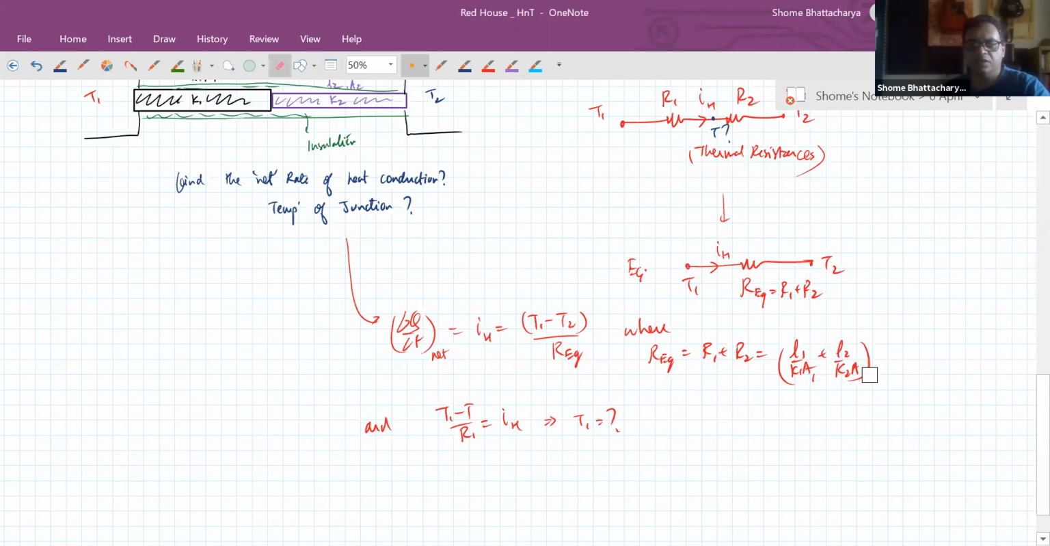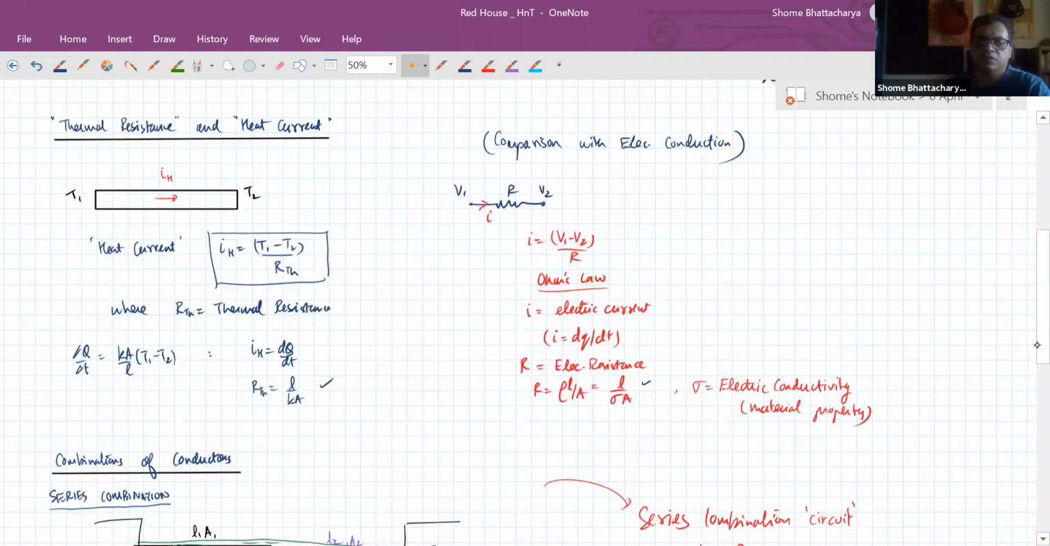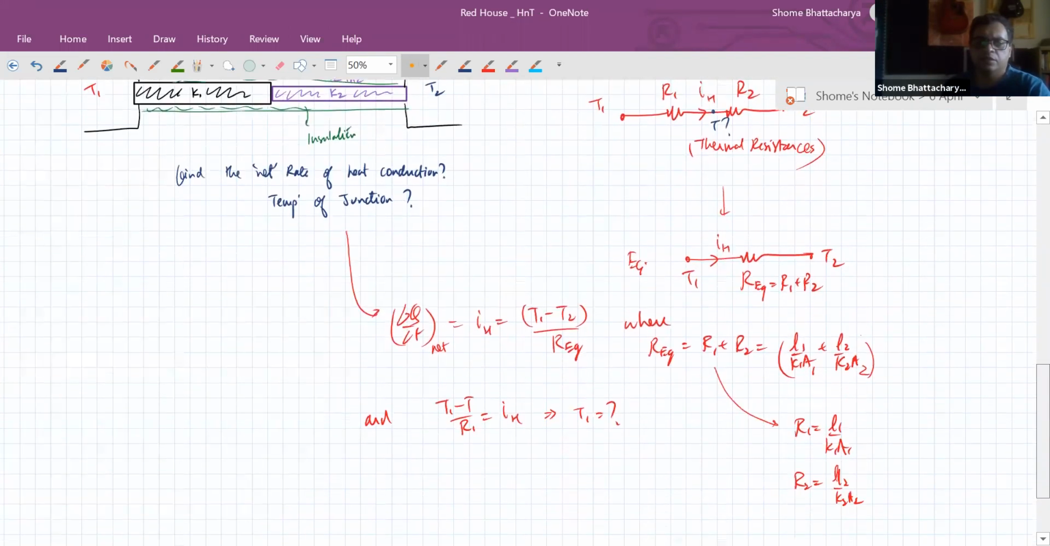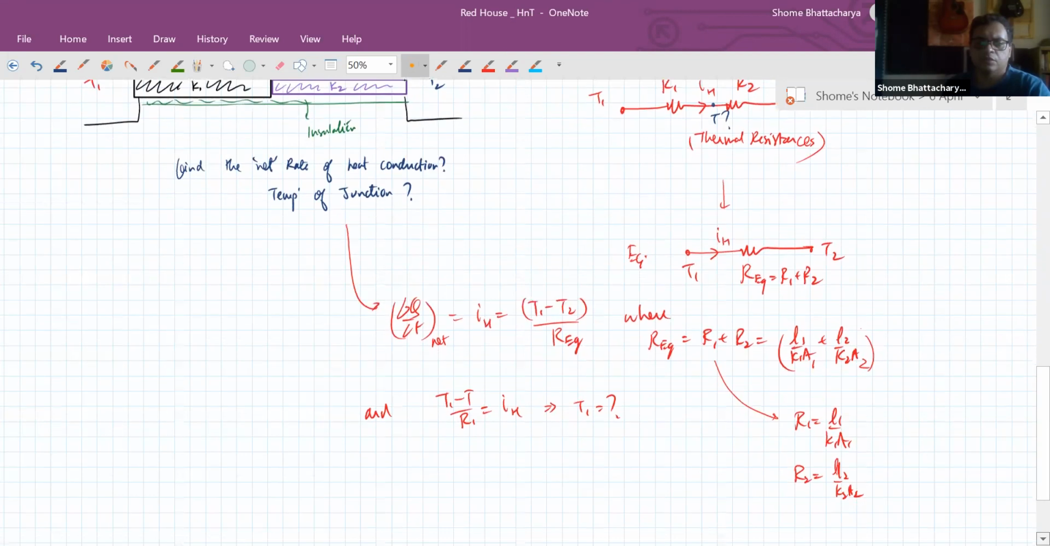The areas of cross section for the two conductors are also different. So R1 is L1 upon K1 A1 and R2 is L2 upon K2 A2. You should understand this here. Thanks for pointing that out. Accordingly, we have to just substitute these here and get the answer.